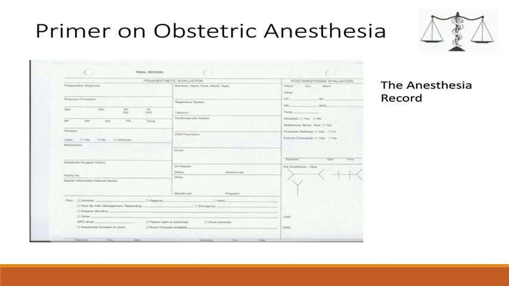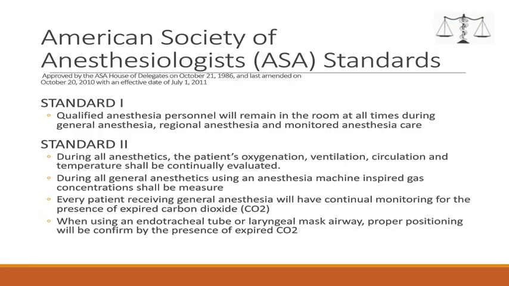All right, now with this background, I'd like to move on to the ASA standards, and primarily as they relate to obstetric anesthesia. Standard 1 basically says that whoever is administering the anesthetic has to be in the room with the patient the whole time. Standard 2 is detailed. I'll try to go through them quickly without running through them too fast. Basically, the patient's physiologic parameters have to be measured at all times.